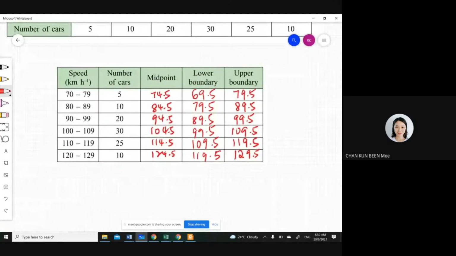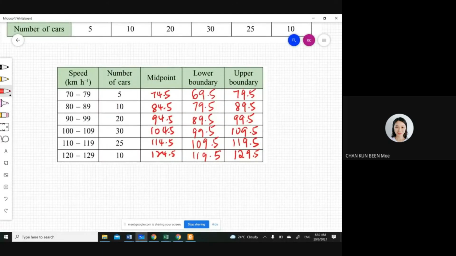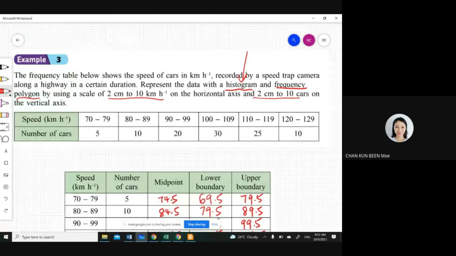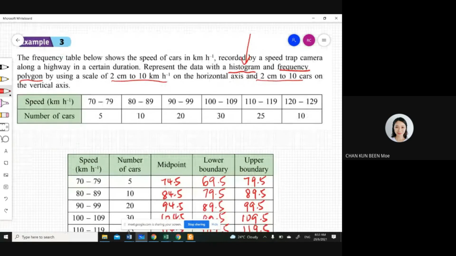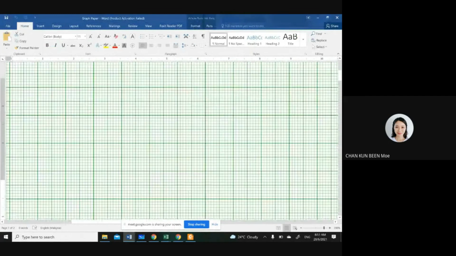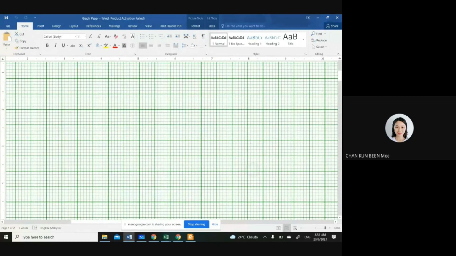Now we can construct our histogram. So you have to remember what they ask you to do, by using a scale of 2 centimeters to 10 kilometers per hour on the horizontal axis. That is the speed in kilometers per hour. And 2 centimeters to 10, the same scale, 2 centimeters to 10 cars on the vertical axis, the y-axis that will be representing the number of cars. Okay, so I'm going to show you fast with the graph over here. The graph over here from this line to this line is representing 2 centimeters. If you got used to it, this one is 1 centimeter, 2 centimeters. So I'm just going to use it to draw the graph that is needed.